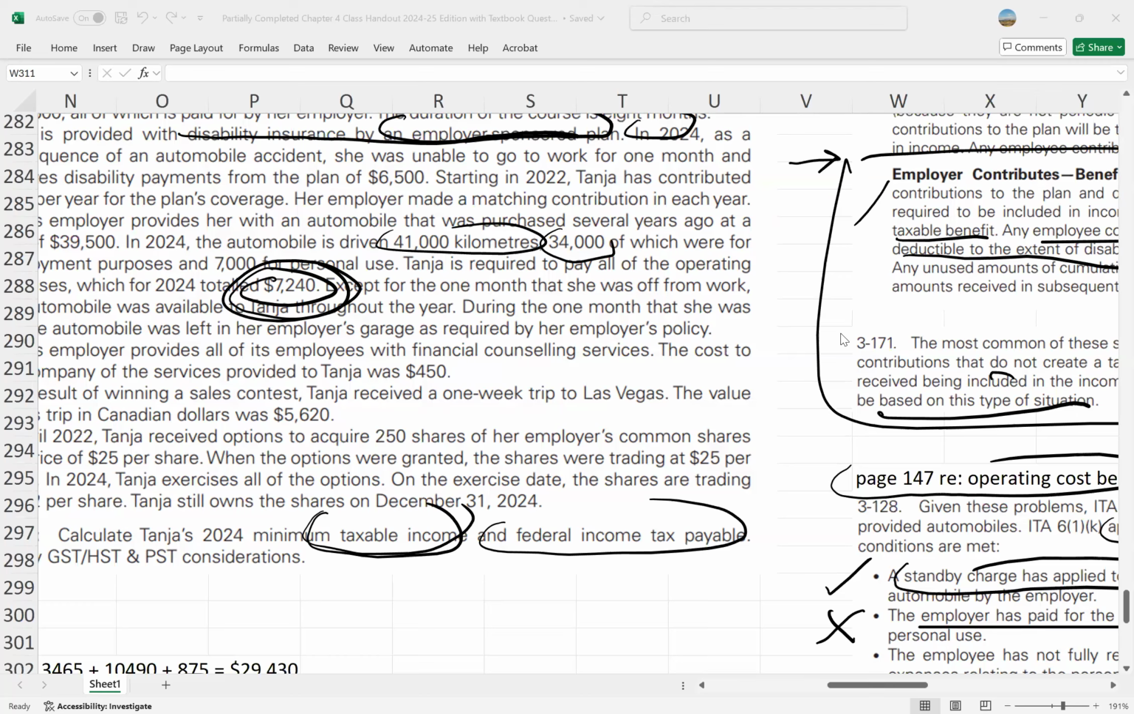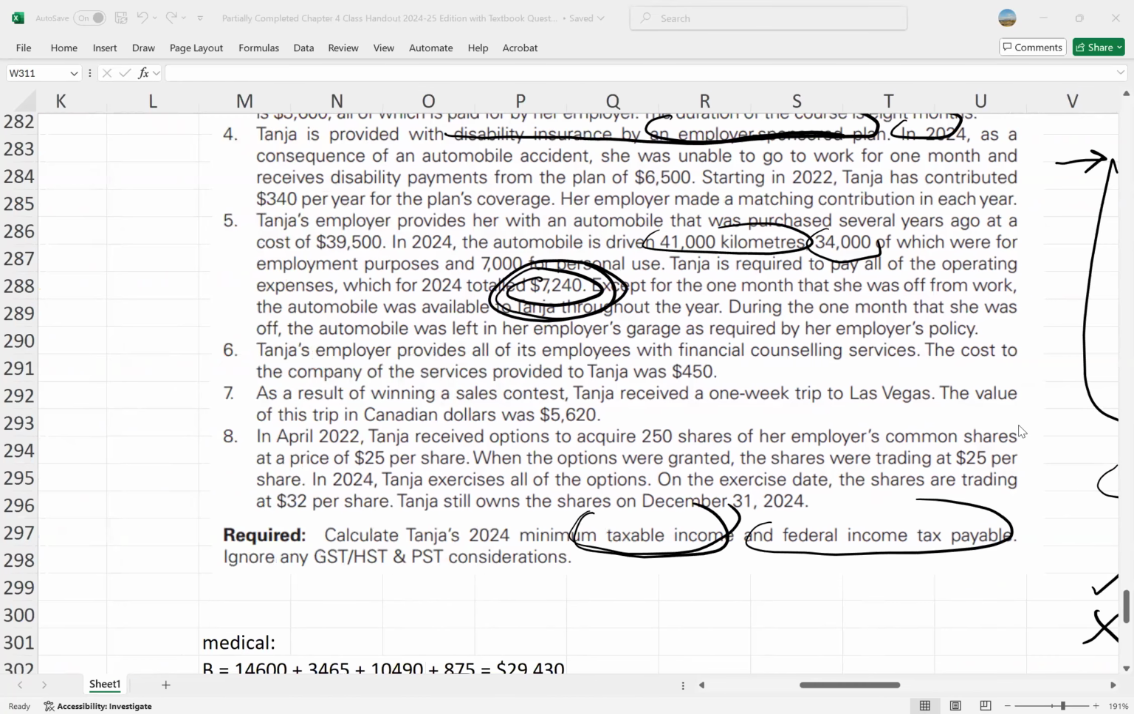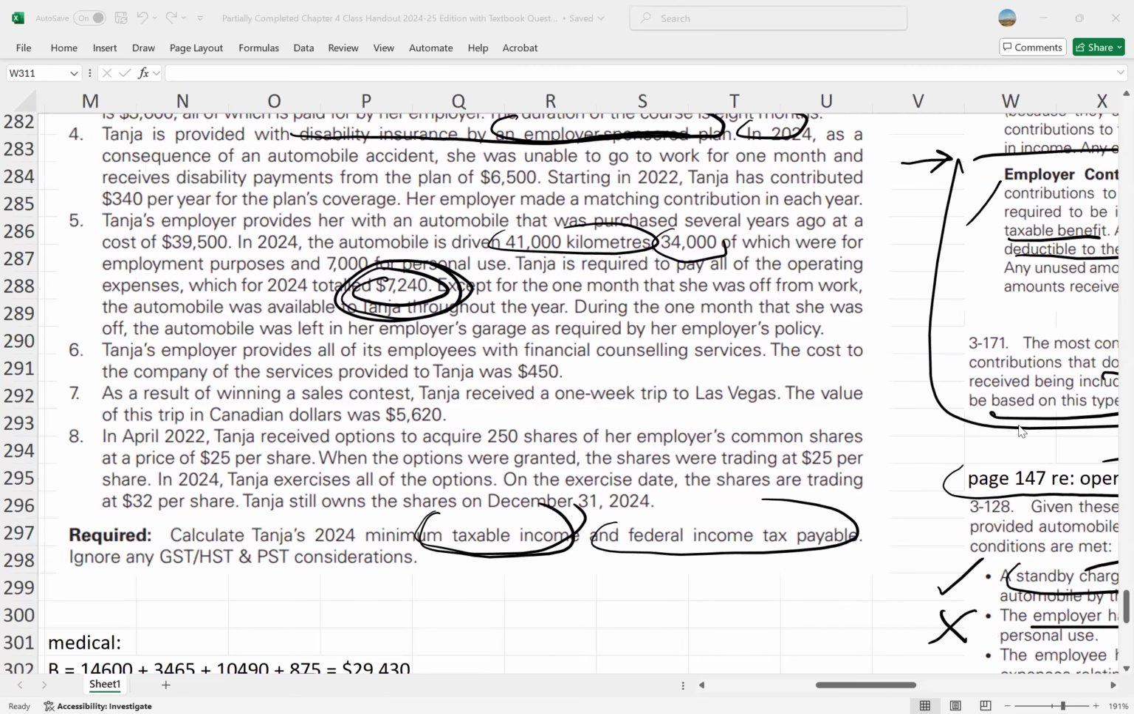That's sort of why I put that line back in chapter 3 when we did those operating cost benefit minus the amount that the employee reimbursed the company, because they would get credit for that. But in this situation again, because everything was paid by Tanya, and because the car was used mostly for work, she can deduct some of the 7,240, once again, assuming that T2200 was signed.